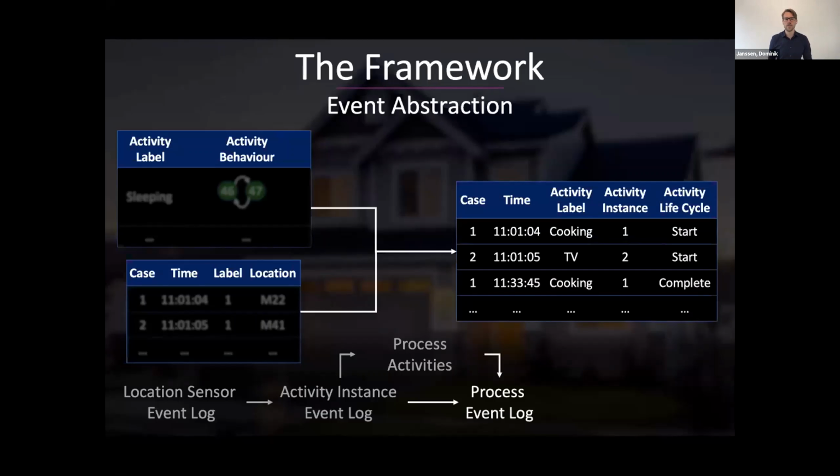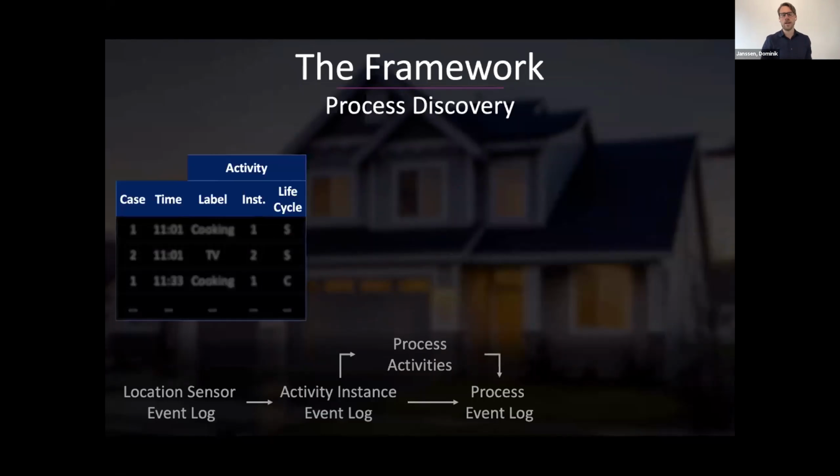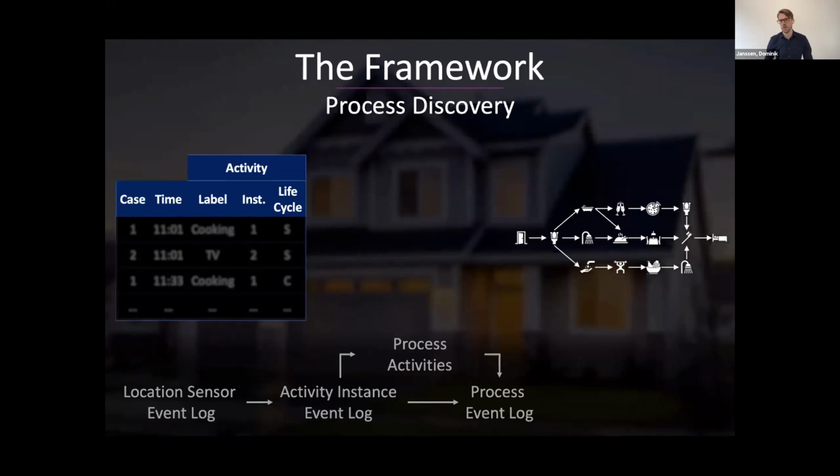And in that process event log, we have the activities, we have when they started, when they're completed. We have the information which entity is responsible for which activity. So that's a good starting point for the process discovery, which is the last step in our framework. So we'll have the process event log I just mentioned. And as a result, we want to have the long desired process model.